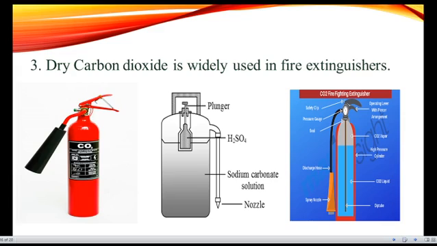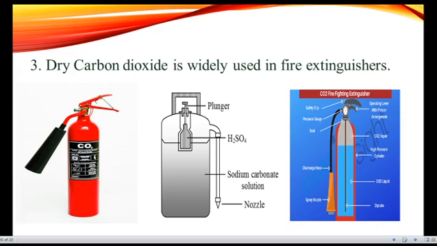So the layer of carbon dioxide won't allow the air inside and it won't reach the combustible material. So it cuts off the supply of air, that means oxygen. So this is how carbon dioxide extinguishes the fire. We have different kinds of extinguishers: carbon dioxide fire extinguisher, soda acid fire extinguishers, etc.